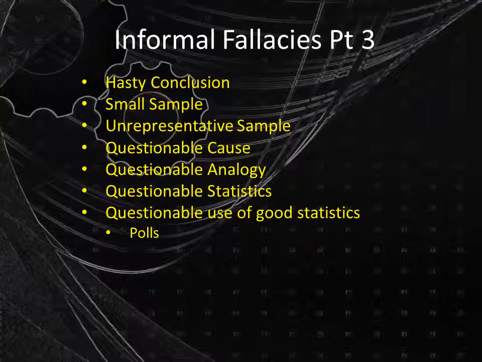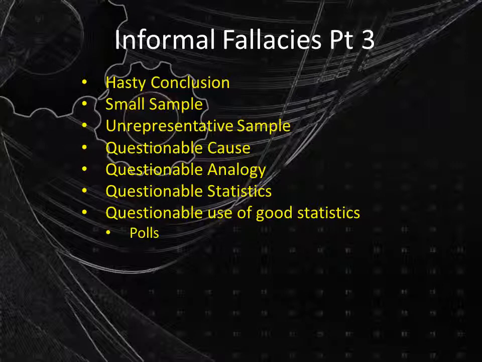Welcome to Informal Fallacies, the Part 3 lecture. This time we will be talking about hasty conclusions, small sampling errors, unrepresentative samples, questionable cause, questionable analogy, questionable statistics, and the questionable use of good statistics, including the special case of biased polling.